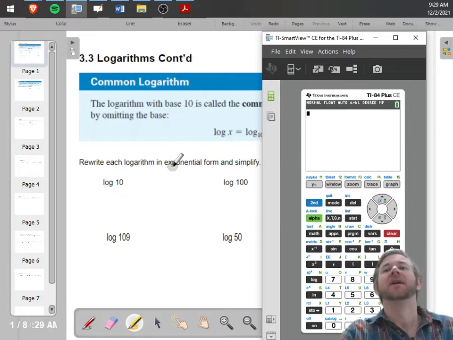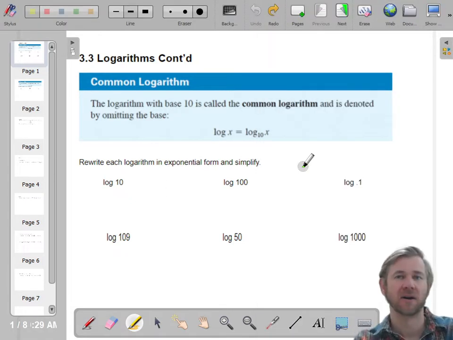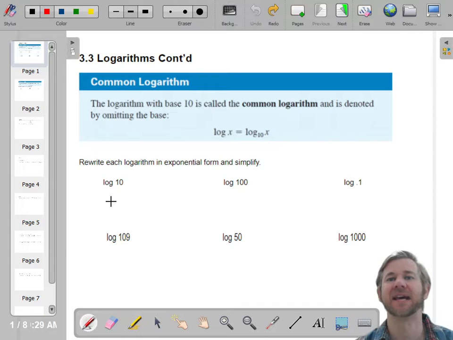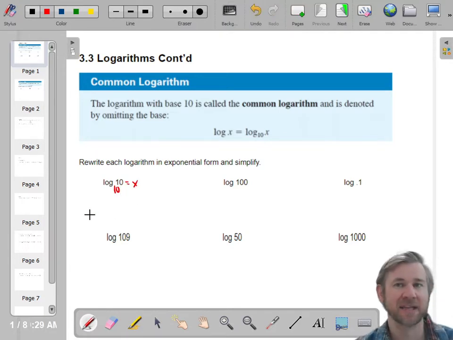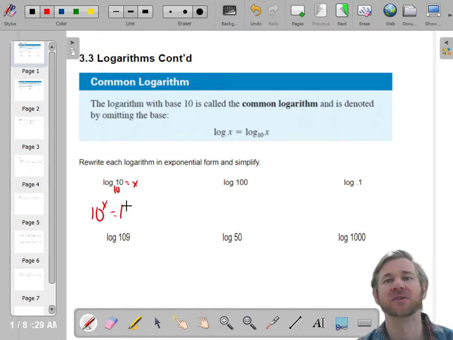So, the base 10 log of 10. What this is saying, if it helps you to visualize it, because it just doesn't have a base, is that it's like saying 10 to the x equals 10. Oh, x is 1. For these problems, you can essentially just count the zeros.